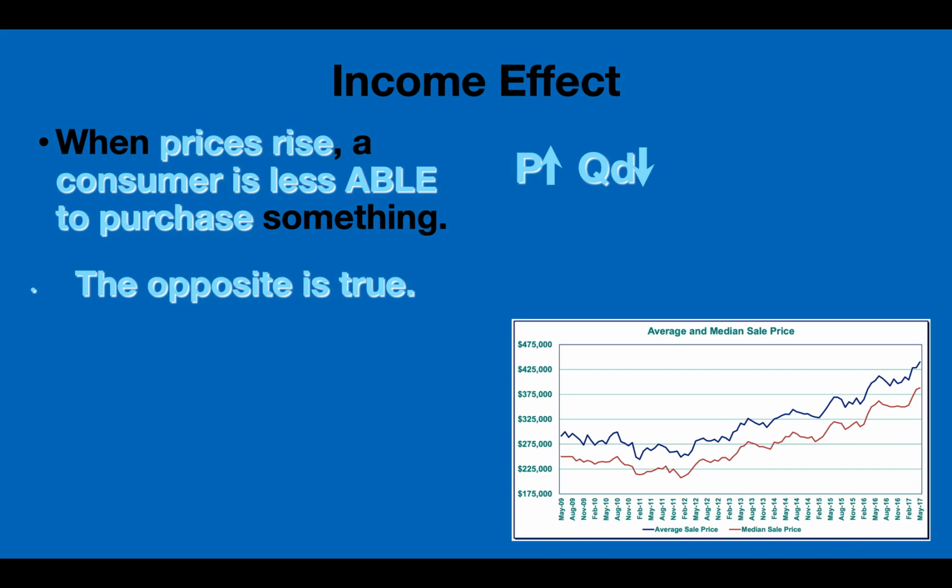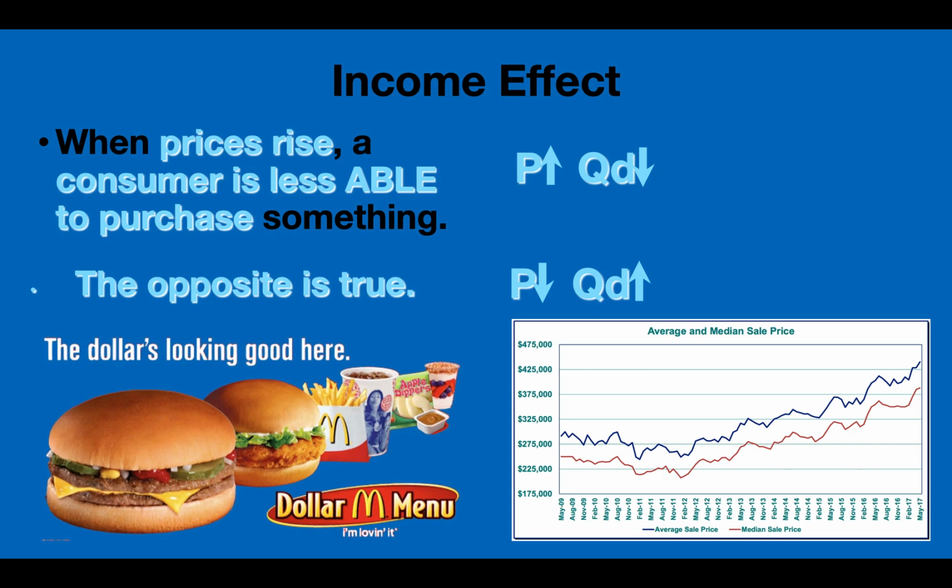And of course, the opposite is also true, that when the price of something comes down, you have more income to buy more things. Think about when things go on sale, or places like McDonald's has their dollar menu, right? If something is only $1 and you had $3, you now can buy a lot more stuff with that $3 than you were previously. So that's one of the reasons why the demand curve slopes down.